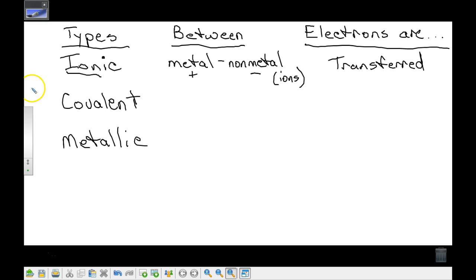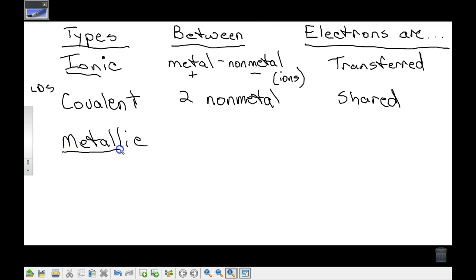Covalent, which is why we did Lewis dot structures, covalent bonds are always between two nonmetals. And in a covalent bond between two nonmetals, the electrons are shared. We kept talking about how hydrogen has one valence electron, but it wants two to make its outer energy level full, and it does that by sharing electrons with another element, another atom. And then we got metal, nonmetal, two nonmetals.